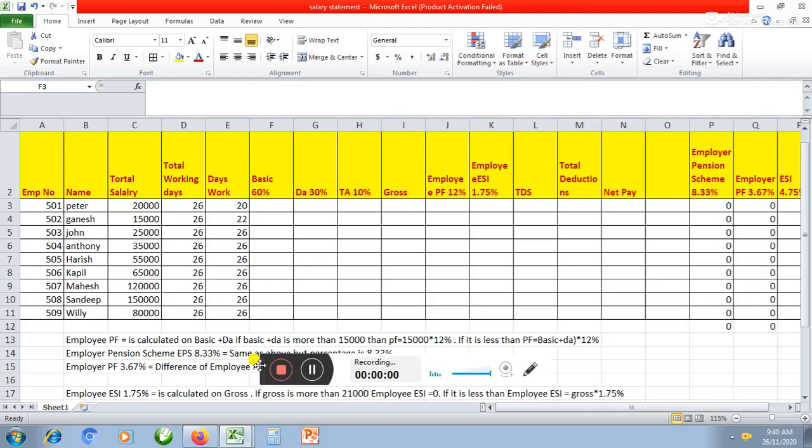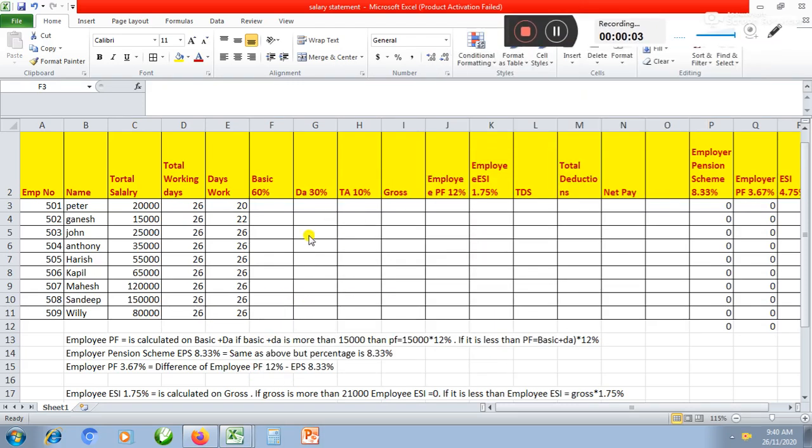So let us start with the salary statement. If you are working in any company where a lot of employees are working, then we are preparing the salary statement in Excel. Now see this salary statement, it won't be exactly like this only. Every company will have their own formats, so accordingly you have to work on. But I will concentrate on the calculation of PF, ESI and etc.